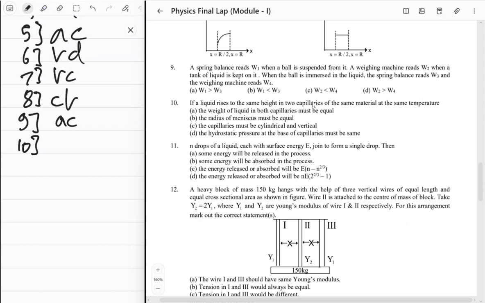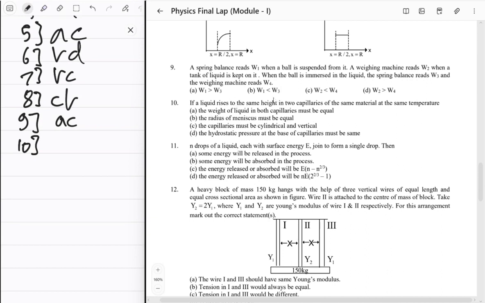If a liquid rises to the same height in two capillaries of the same material at the same temperature, the weight of the liquid in both capillaries must be equal. Liquid rises to the same height in two capillaries of the same material at the same temperature. ठीक है, same height है, बस इतना ही है, right? The weight of liquid in both capillaries must be equal.